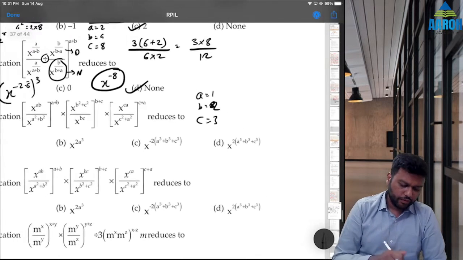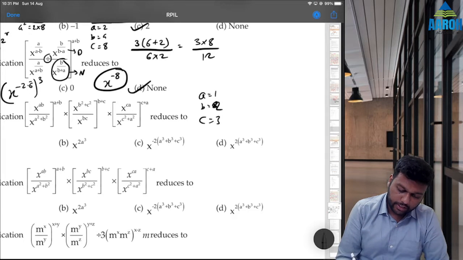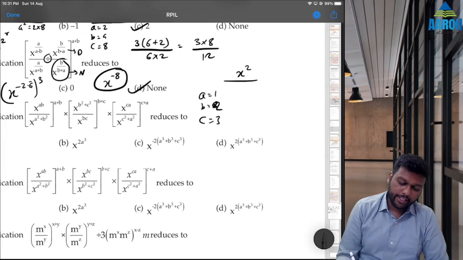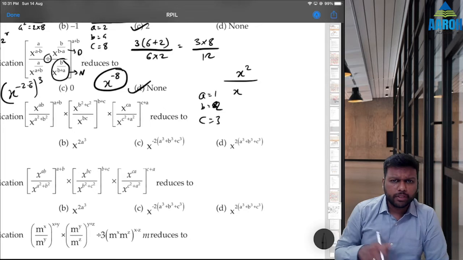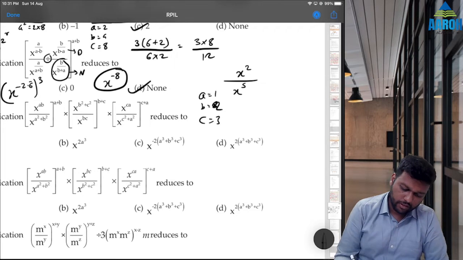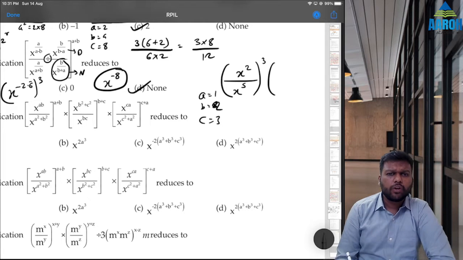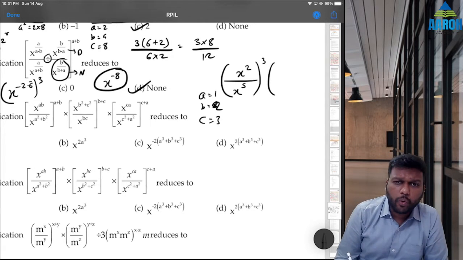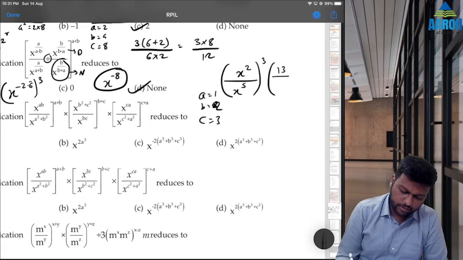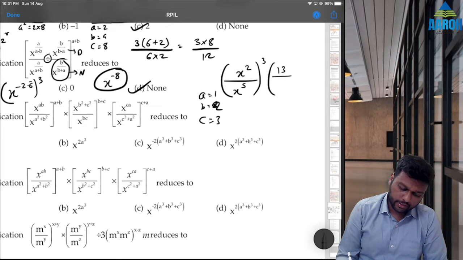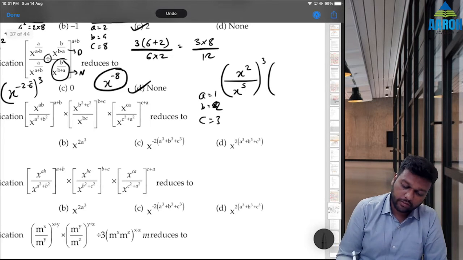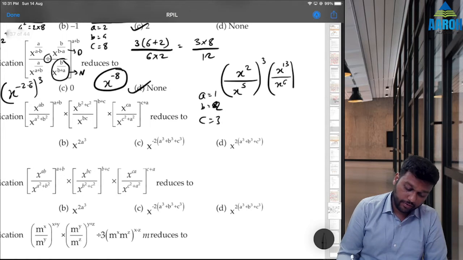So first will be x raised to AB, that is x raised to 2, upon x raised to A square plus B square. 1 square plus 2 square is 1 plus 4, 5. Whole bracket raised to A plus B, 3. Then x raised to b square plus c square, that is 4 plus 9, so 13, upon b into c, that is 6. x raised to 13 upon x raised to 6, whole bracket raised to b plus c, which is 5.